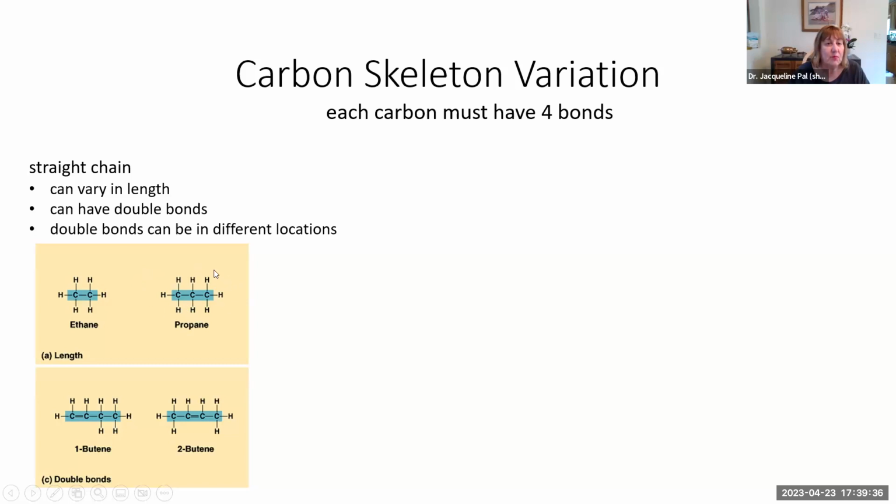And compare that to propane gas, which is a 3 carbon gas. So only the 2 carbons on the ends will have 3 hydrogen bonds, and the 1 in the middle only has 2 hydrogen bonds, because the other 2 bonds are with the other 2 carbons. So that's one way you can have a straight chain.